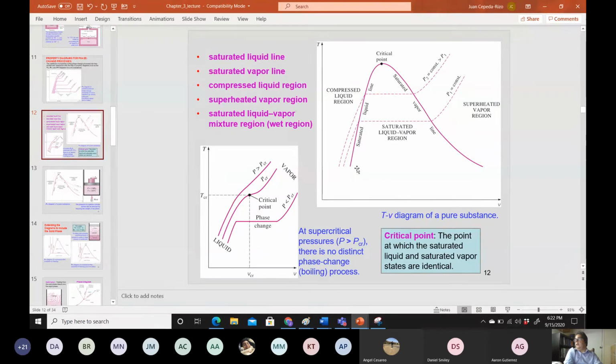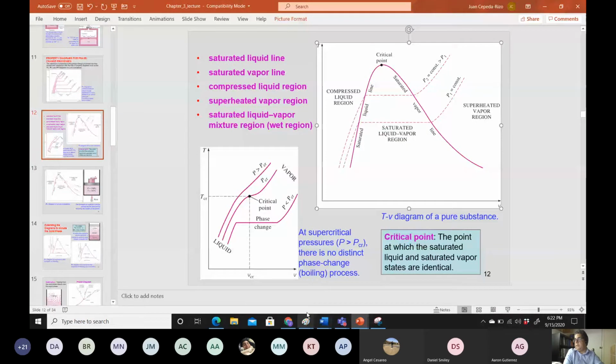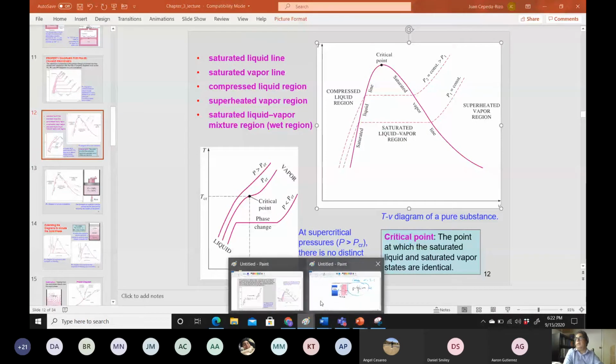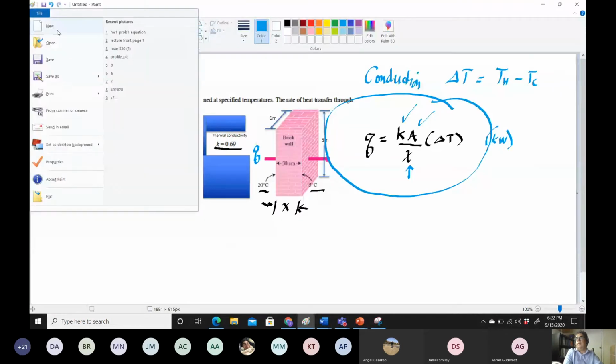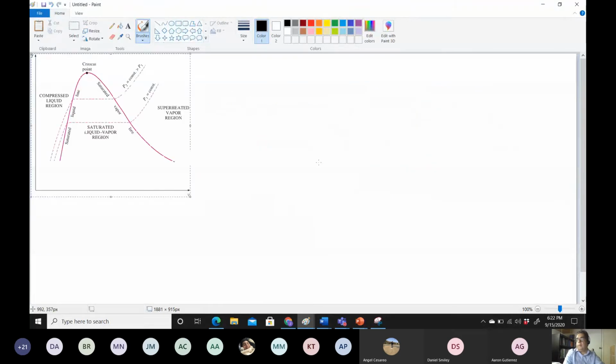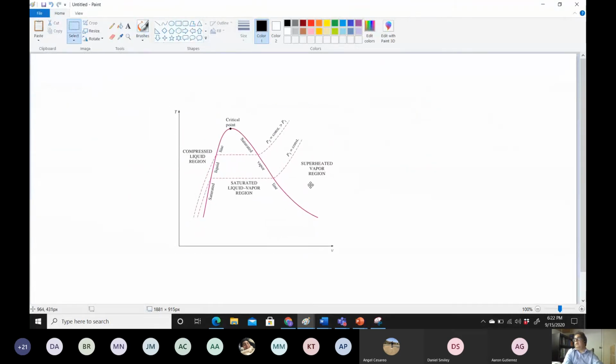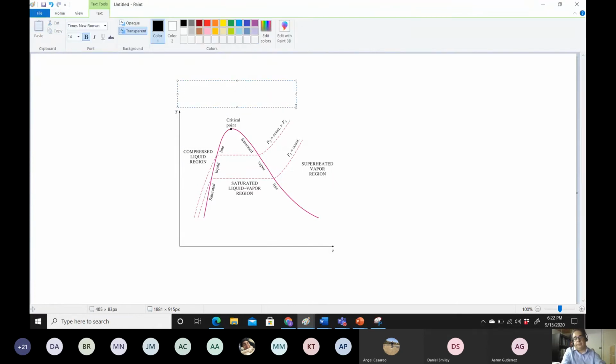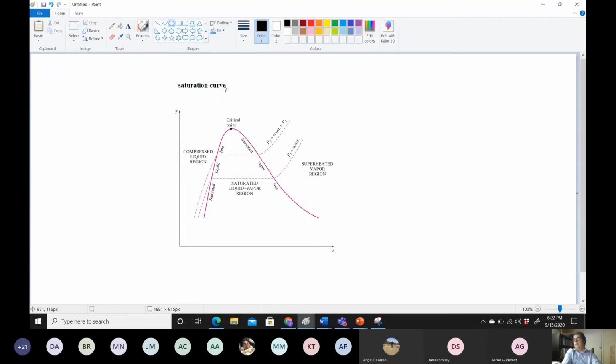All right, so again, let's look at this bell curve that we just described. On the left-hand side, this is important. I'm going to go ahead and copy this and paste it. So this is what we call the saturation curve. And I'm going to highlight some important key points here.